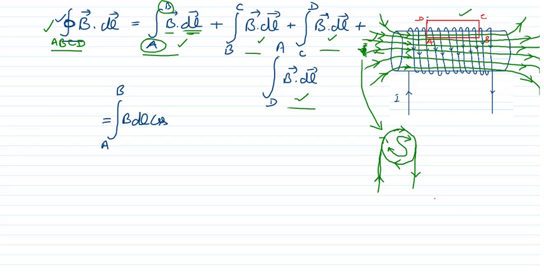Now this is our rectangle, meaning our rectangular path which we have supposed. This is A, this is B, C and D, and the magnetic field is like this.